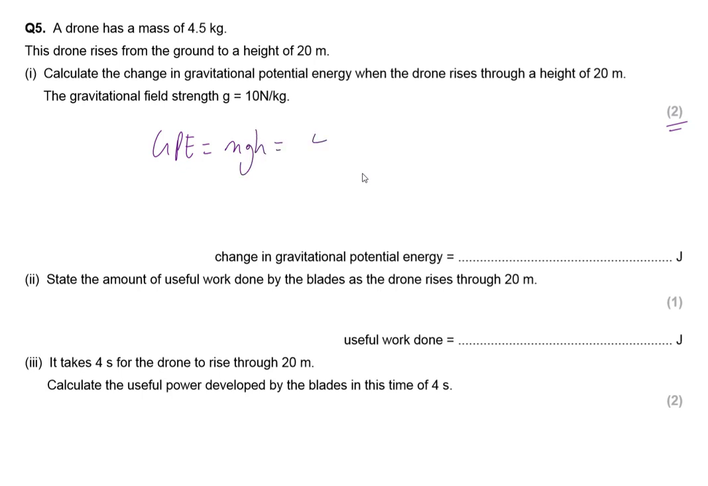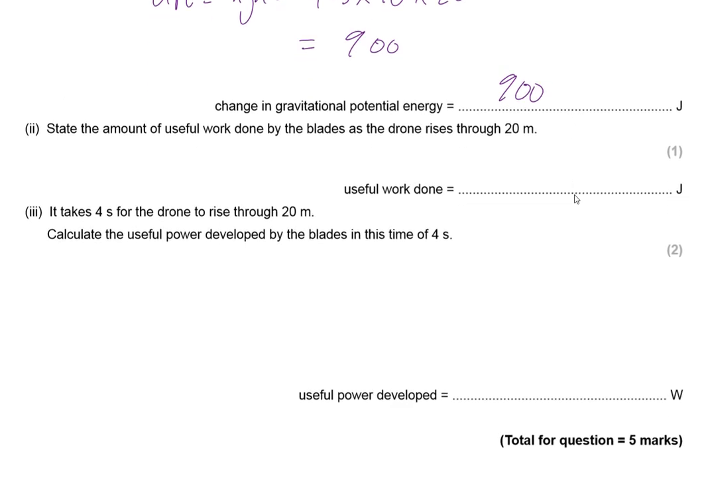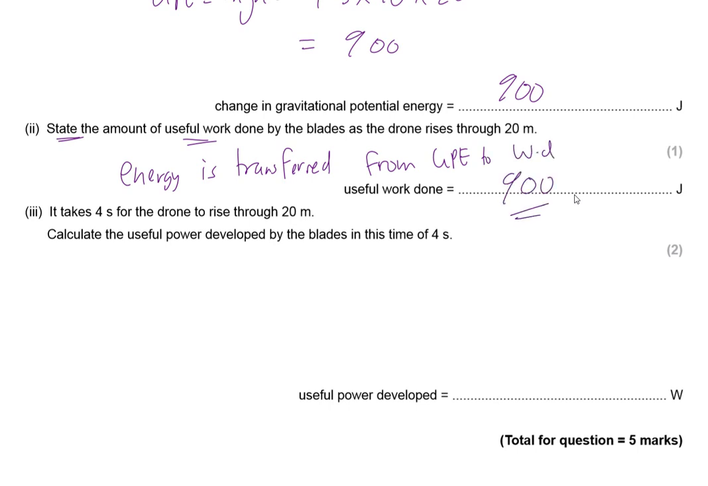mgh: 4.5 times 10 times 20, and we get 900. Now same thing here. Instead, the useful energy is the work done. What happened is energy is transferred from GPE to work done. So therefore this is also going to be 900.